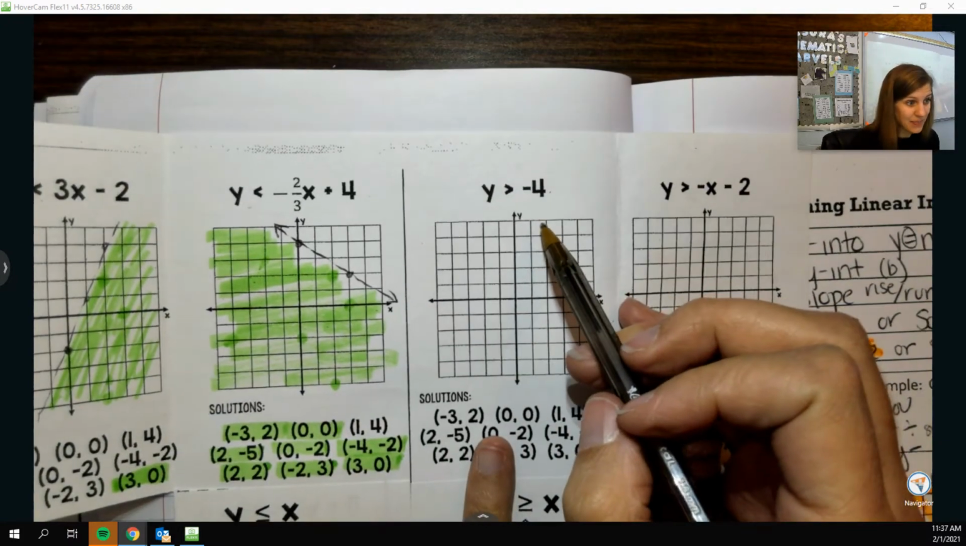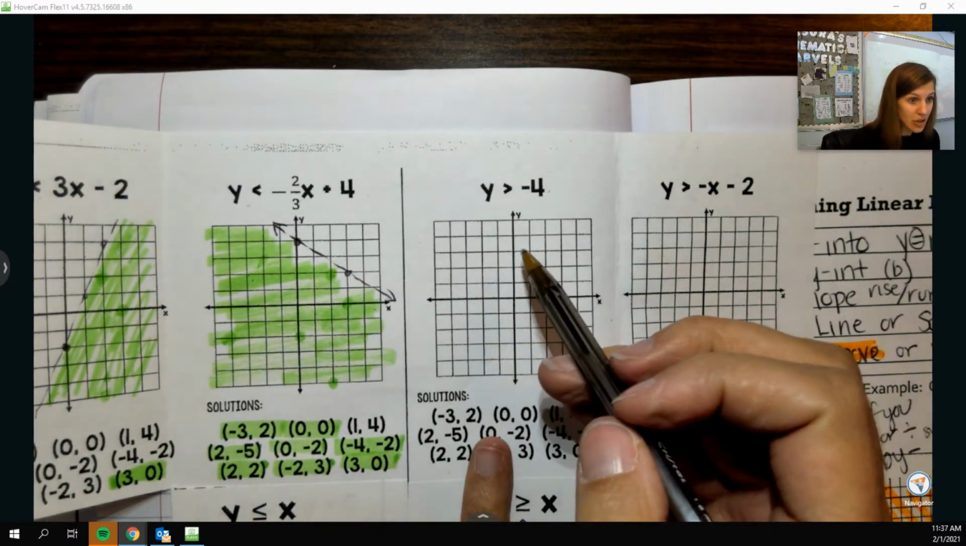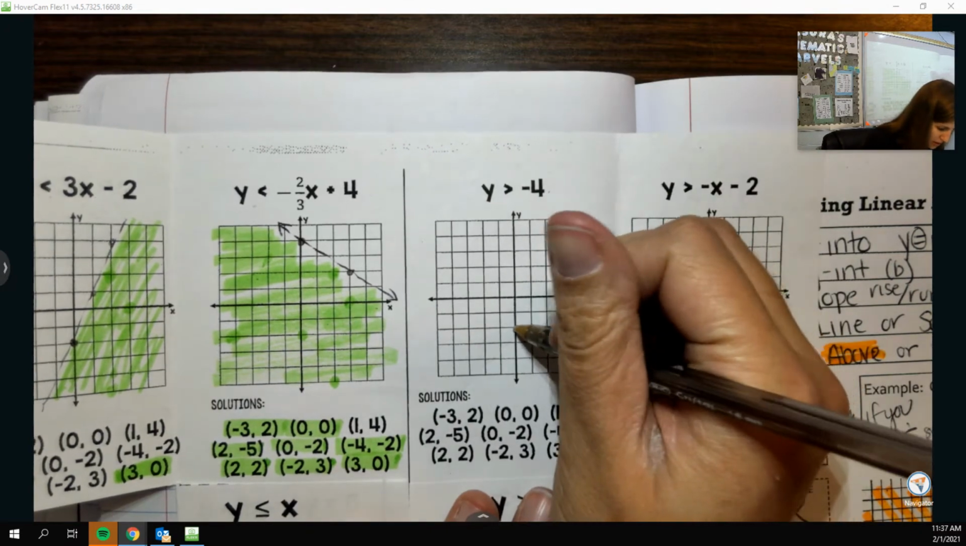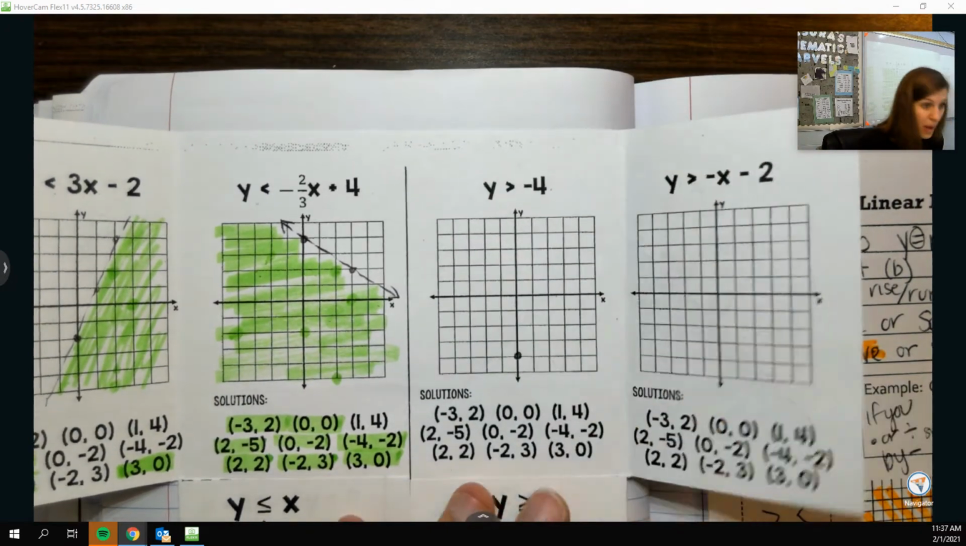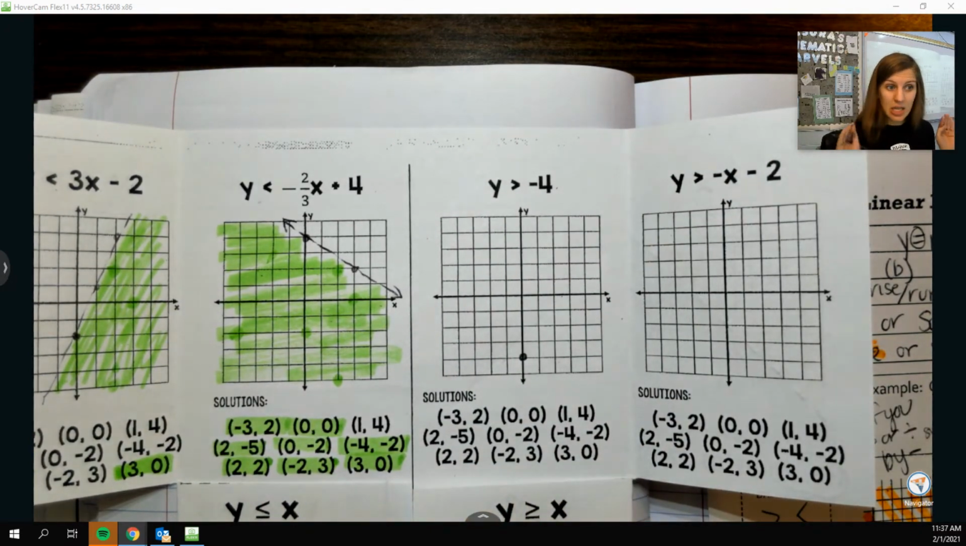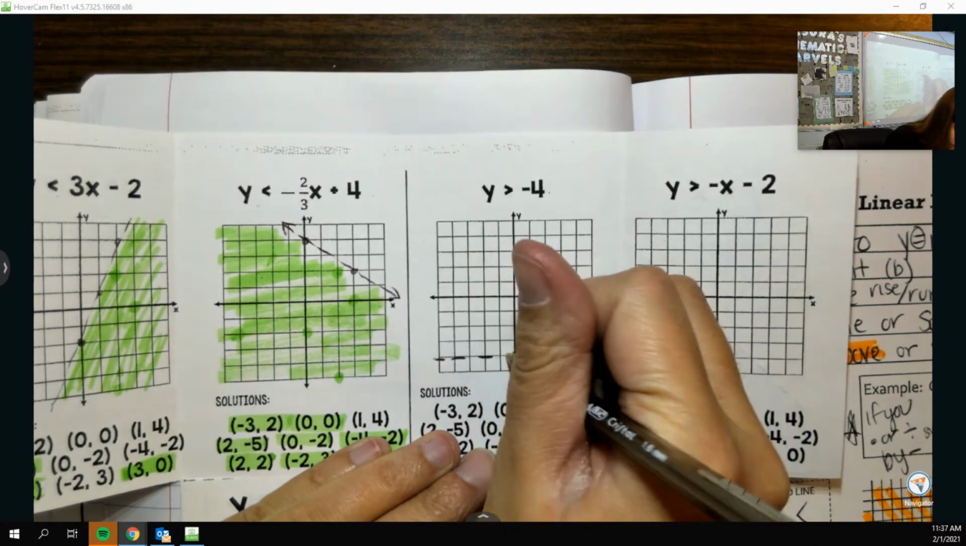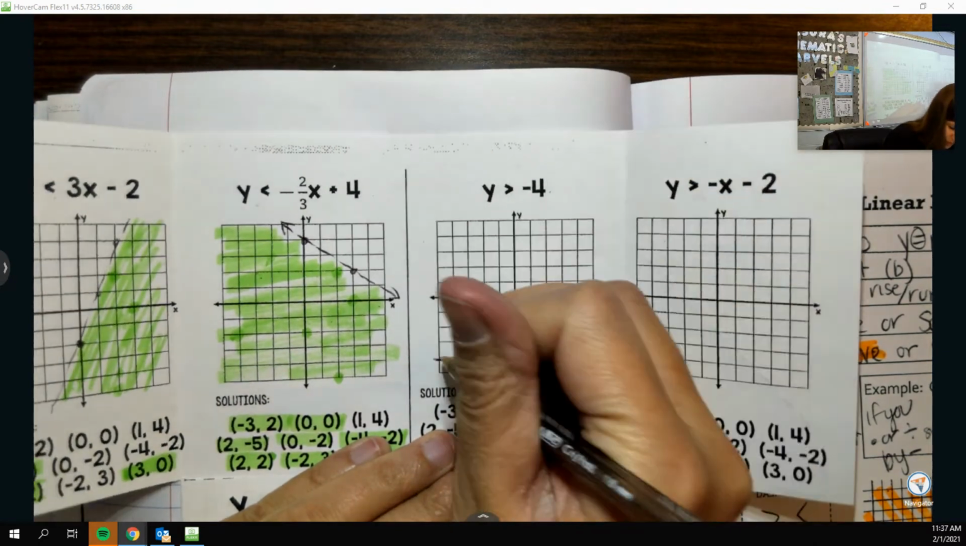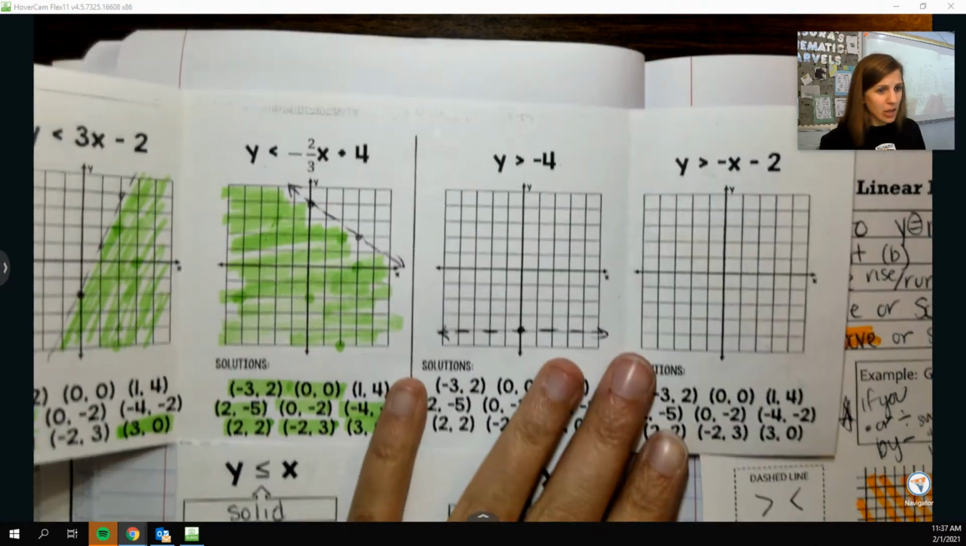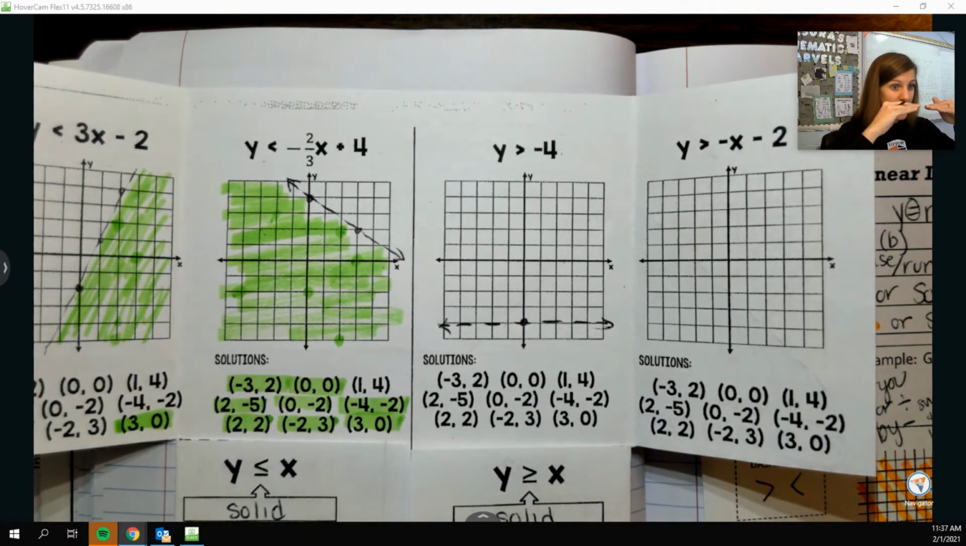This line has a y-intercept of negative 4, but has a slope of 0 because there is no x. And a 0 slope is just a horizontal line. It will be dashed because it's not equal to. Then to go below that, I mean, here it is. Below is just down. Hopefully that kind of makes sense.